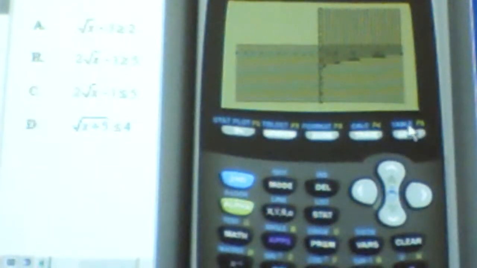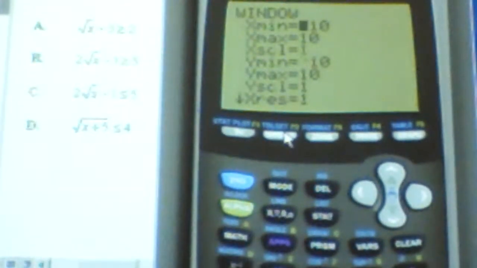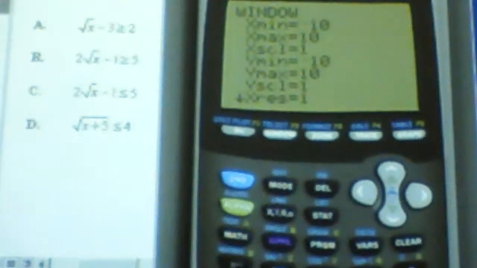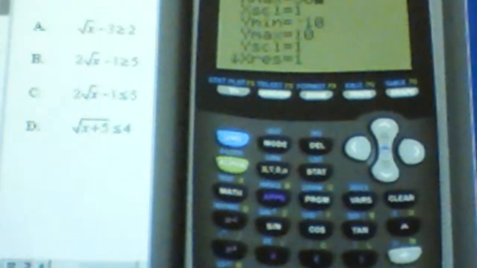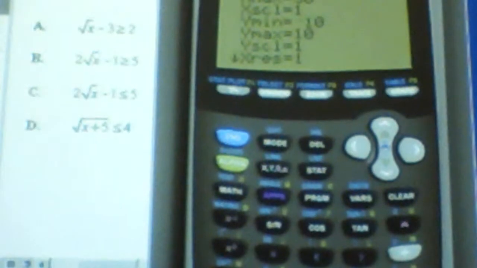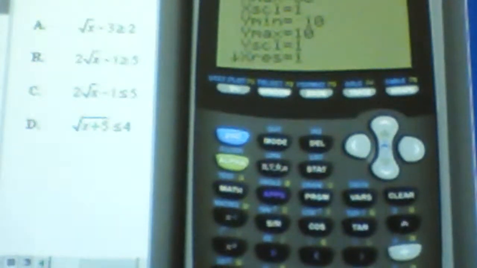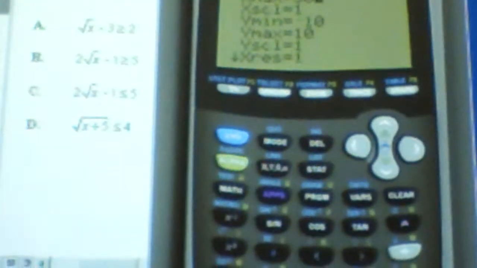So this is good because now this tells us that we have to resize the screen. The way you should reset your window for all of these problems would be x min negative 5. We want the x max to go up to about 50, because we're going to go further across the x-axis than we are across the y-axis. We're going to go large positive, not large negative.